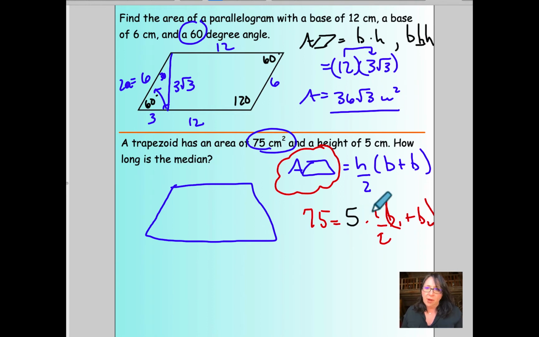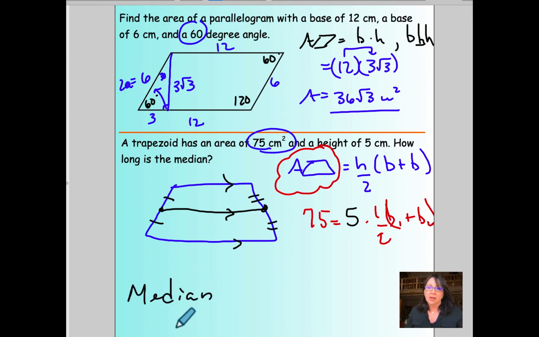What I'm trying to find out is how long the median is. The median, if you remember, is this horizontal line that is also parallel to both of my bases, and it meets at the midpoint, so it splits those lengths in half. Therefore, that's my median. That's the length I want. And if you remember, the median formula is 1/2 the sum of the bases. It's the average of the bases.